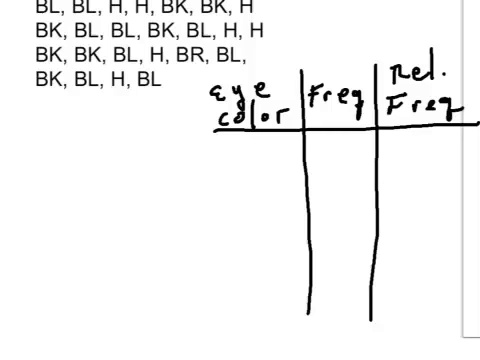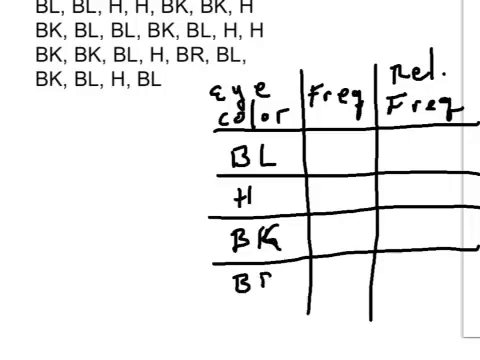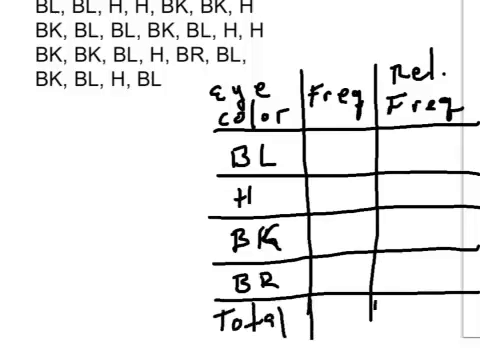So here we have blue, so I'll just write BL. Hazel will be the next one. Note there's no ordering or ranking. Just put in whatever order you want. Black, BK. And then finally brown, BR. And then at the very bottom, we'll put in a total, just to verify some things.